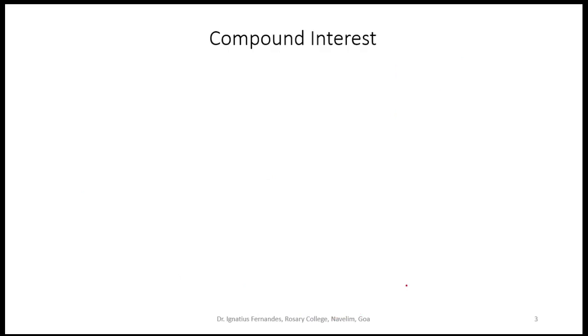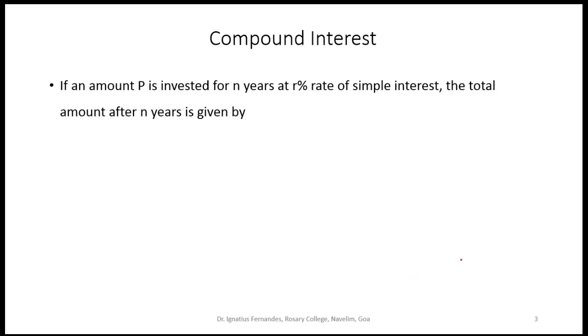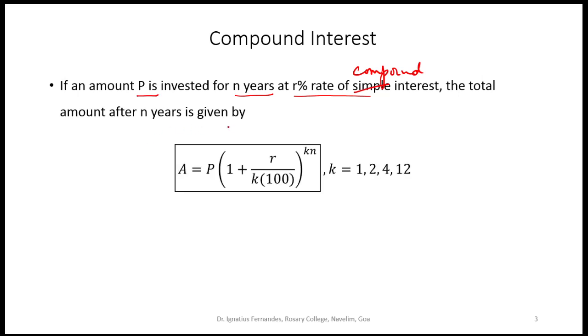So if you have to put this into a formula, if we have a principal amount P which is invested for n years at R rate of compound interest, the total amount after n years is given by a formula. We are just putting those in terms of a formula. The total amount A is equal to P into (1 plus R upon K into 100) raised to Kn.